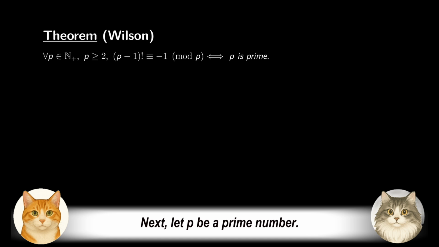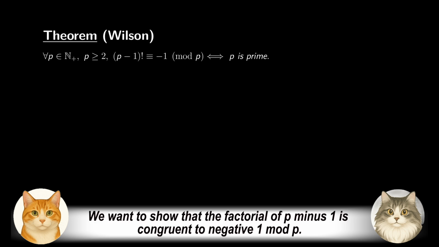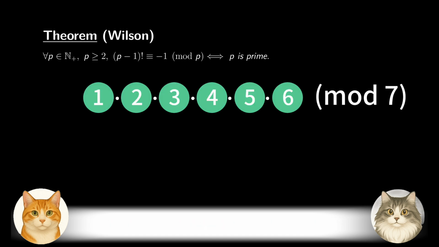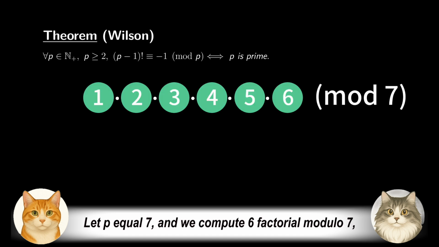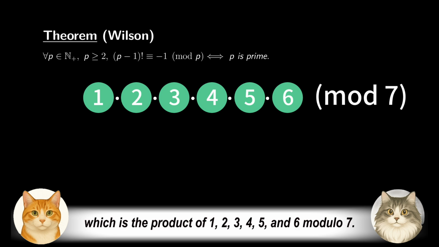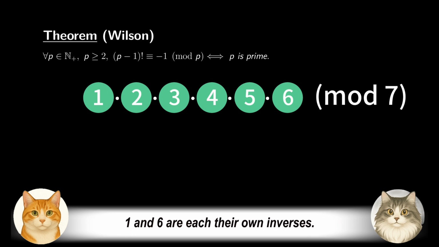Next, let p be a prime number. We want to show that the factorial of p minus 1 is congruent to -1 modulo p. We begin with a concrete example to build intuition. Let p equal 7, and we compute 6 factorial modulo 7, which is the product of 1, 2, 3, 4, 5, and 6 modulo 7. 1 and 6 are each their own inverses. 2 and 4 are inverses of each other. 3 and 5 are also inverses of each other.